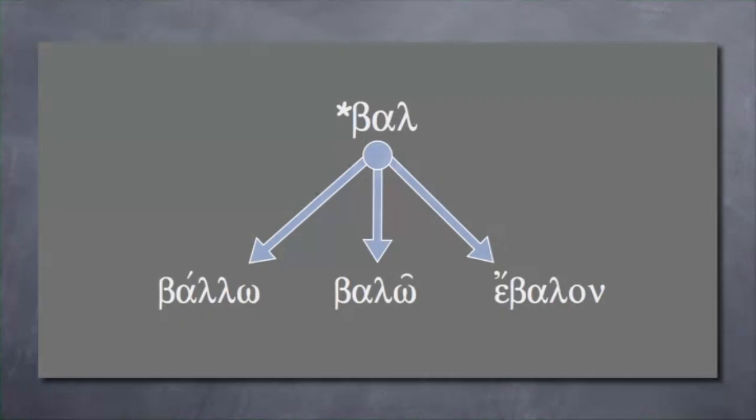A lot of people learn this as the basic form being balo, and they say it loses a lambda in the future. That's just simply not true. You gain a lambda in the present, and the root shows itself in the other tense stems.